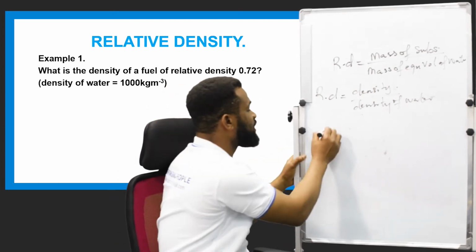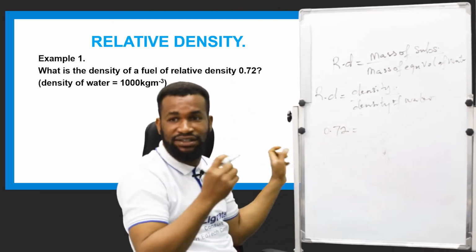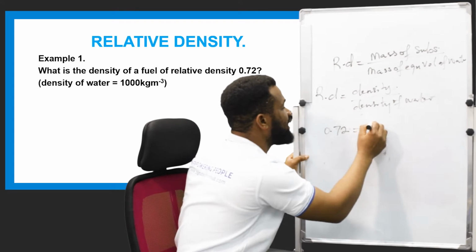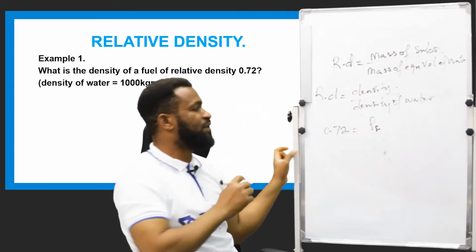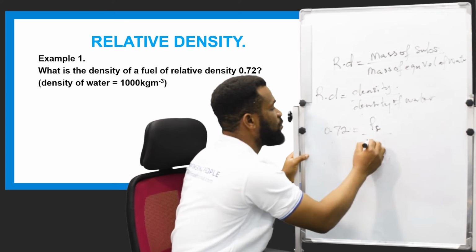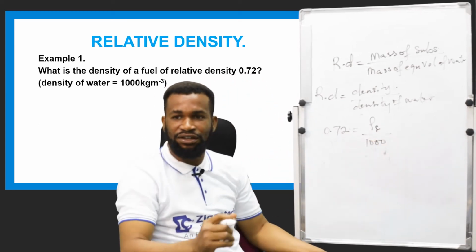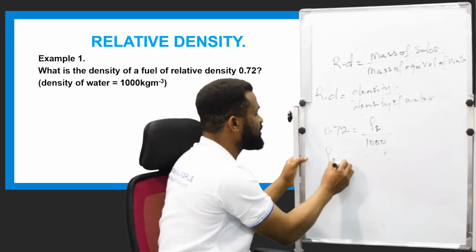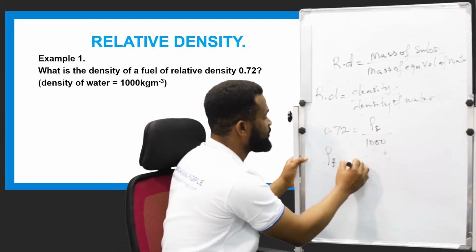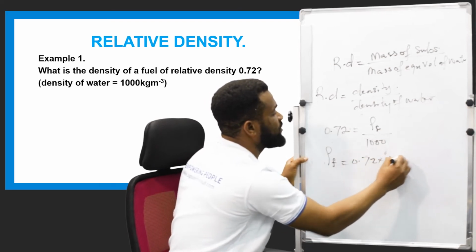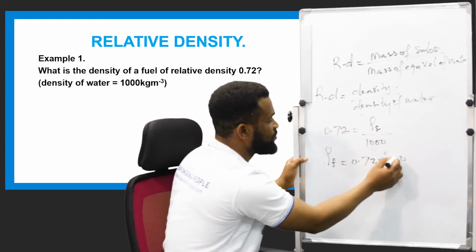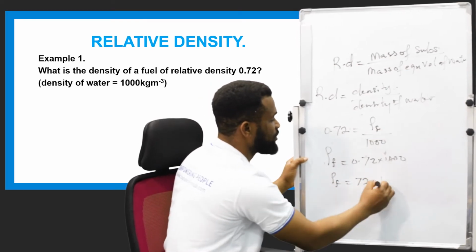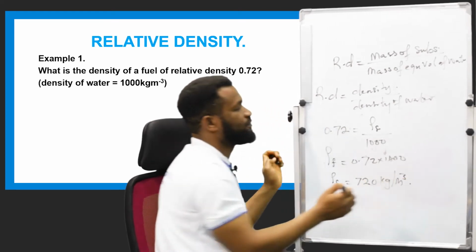So I will work with 0.72, which is the relative density of the fuel. Then I am looking for the density of the fuel. I'm using F to represent density of fuel all over 1,000, which is the density of water measured in kilogram per meter cube. So density of fuel is going to be 0.72 multiplied by 1,000. So density of fuel is 720 kilogram per meter cube.